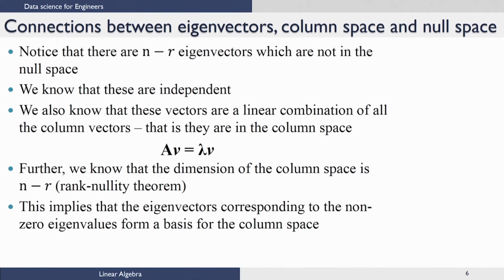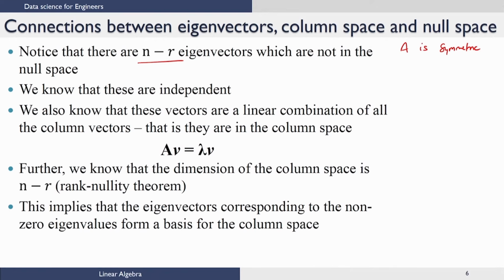First, notice that the n minus R eigenvectors that we talked about in the last slide, the ones that are not eigenvectors corresponding to lambda equal to 0, cannot be in the null space, because lambda is a number which is different from 0. So, these n minus R eigenvectors cannot be in the null space of the matrix A. Let me write again, we are discussing all of this for symmetric matrices.